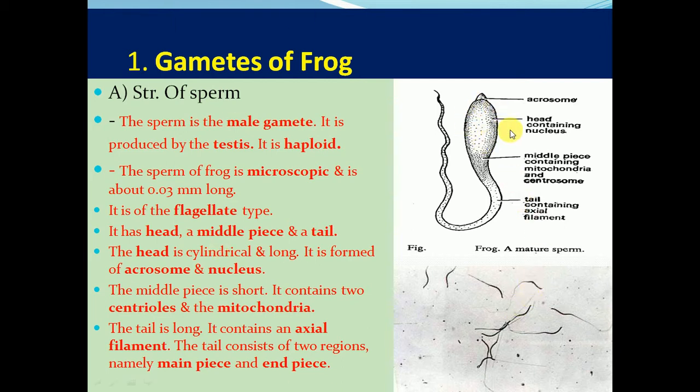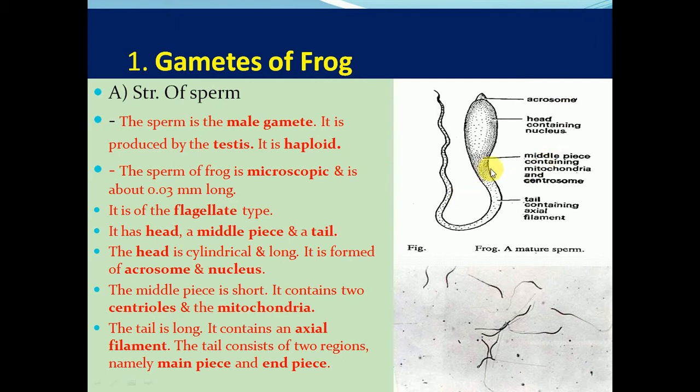After the head, there is the middle piece, which is somewhat short as compared to the head and the tail, and it contains two centrioles and the mitochondria. As we all know, the mitochondria is known as the powerhouse. As the sperms are highly active, the energy required by the sperm is provided by the mitochondria, and that's why it is a highly motile and active part of the gamete of a frog.